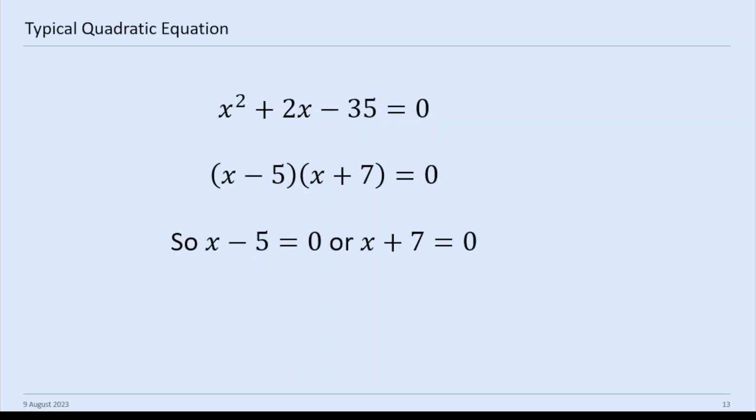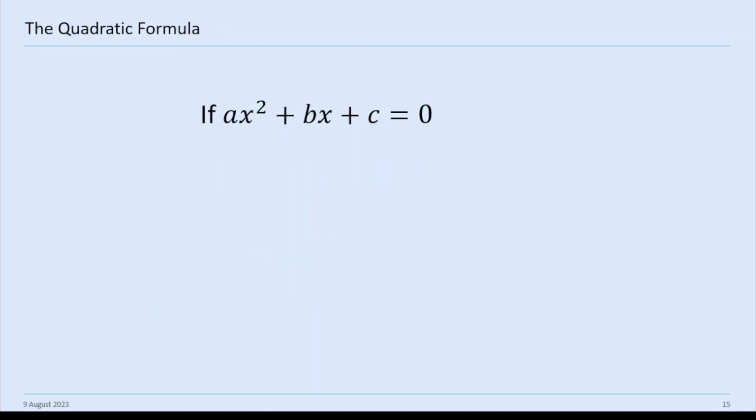So two numbers multiplied together are 0. That means one of them must be 0. So either x minus 5 is 0 or x plus 7 is 0, which means that either x is 5 or x equals minus 7, which is the same result as before.